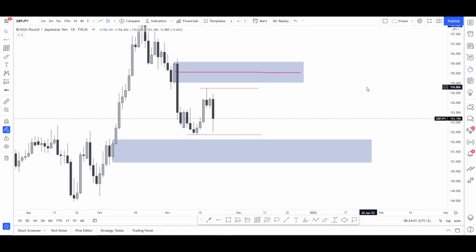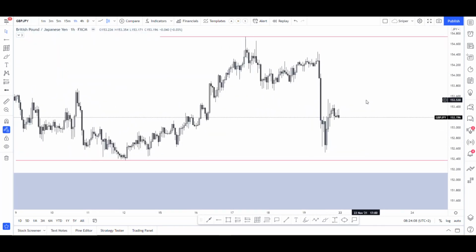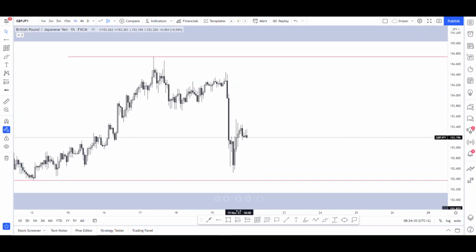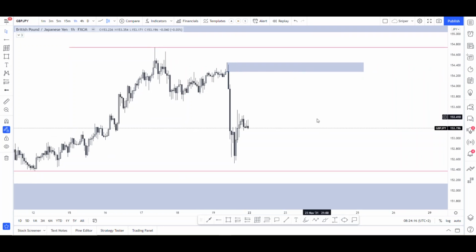So that is it for this week's analysis on the 1 hour. That was all in the daily. So 1 hour areas, let's have a look. This area is very clean and clear, definitely an area to be looking out for.